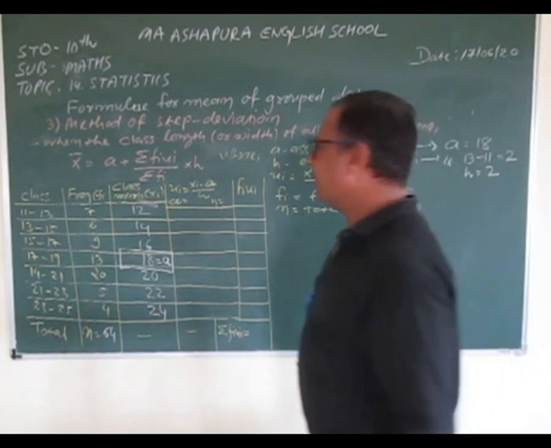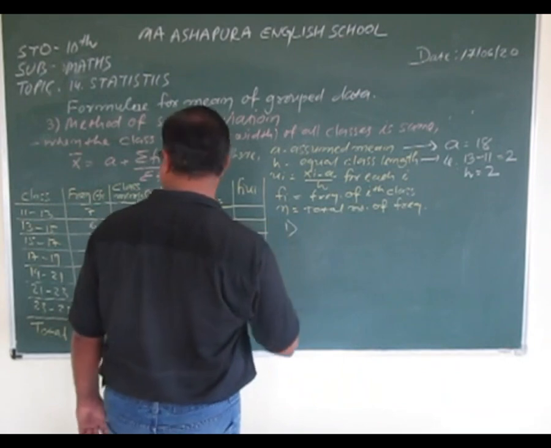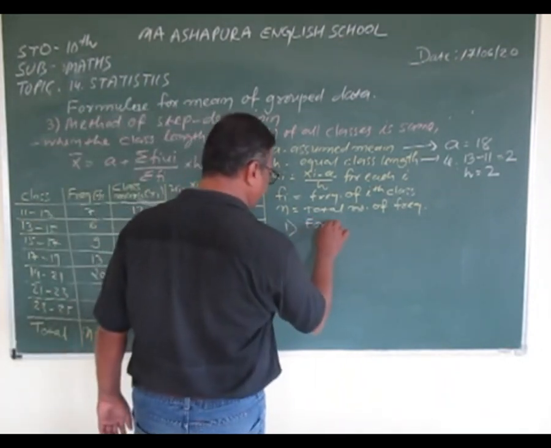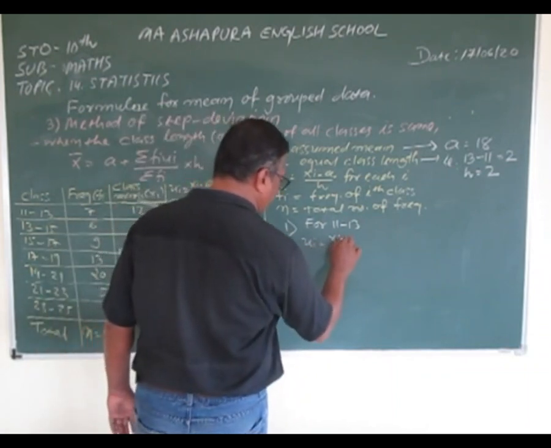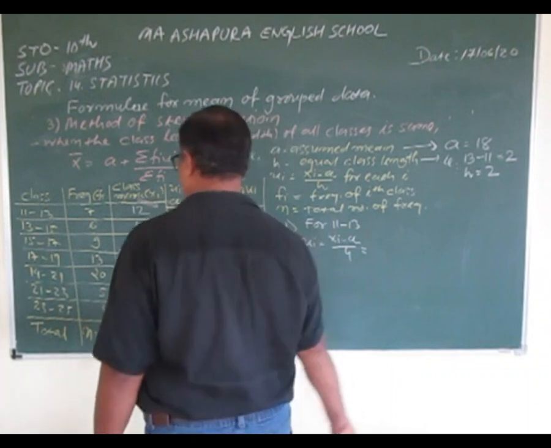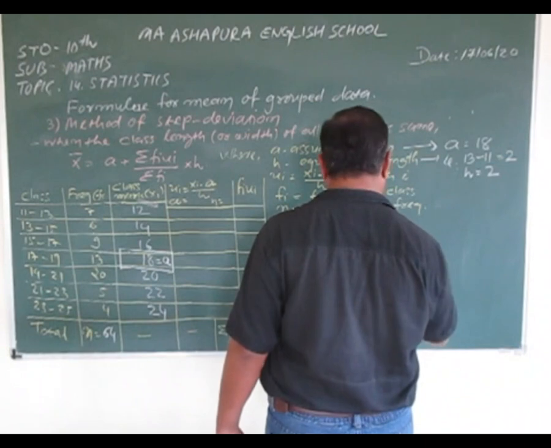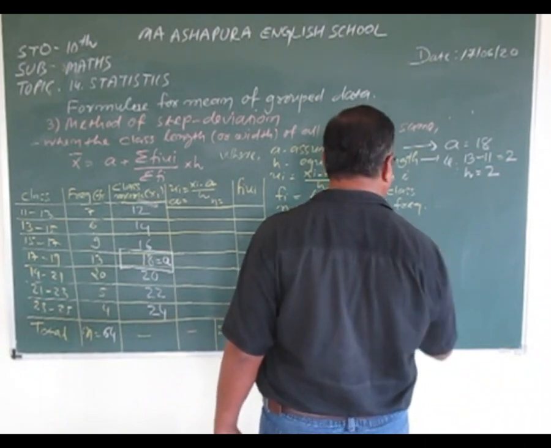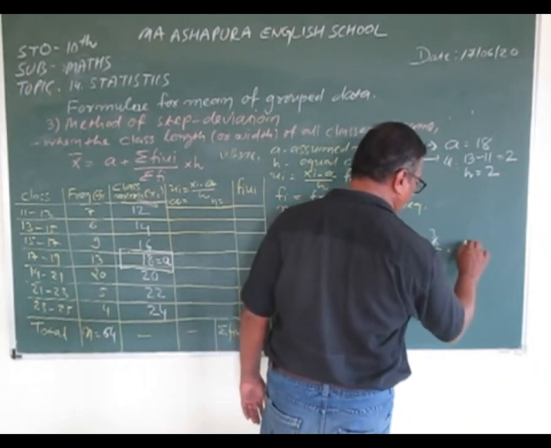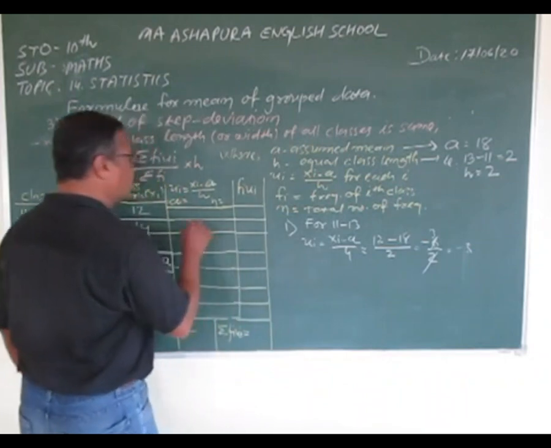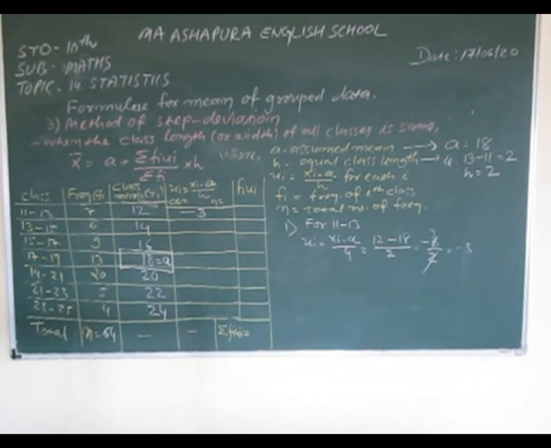Now find the ui. ui is equal to (xi minus a) upon h. For example, for the first class 11 to 30, ui is equal to (xi minus a) upon h. Now substitute the value. xi is equal to 12 minus assumed mean 18, divided by h. h is equal to 2. 12 minus 18 is equal to minus 6 by 2, and 2 3s are 6. Therefore, we get minus 3. So minus 3 is the value of ui for the first class.